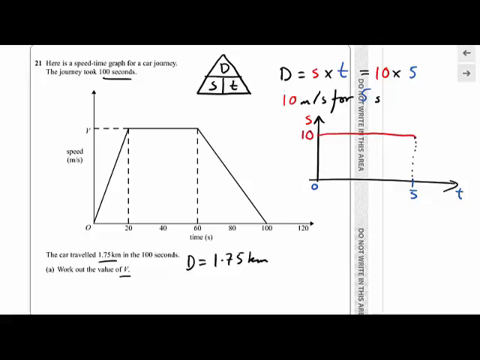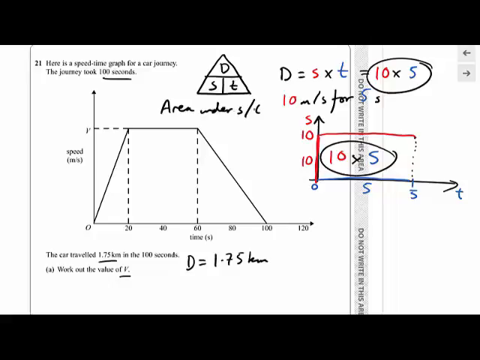Well, just out of interest, what is the area of that rectangle? Are you happy that it's going to be that side, which is 10 minus 0, so that's 10, times that side, which is 5 minus 0, it's just 5? Hang on a minute, so it's 10 multiplied by 5. Well, isn't that what I had up here? So in other words, those two things are the same. So what I can say then is that the area under a speed time graph is the distance.